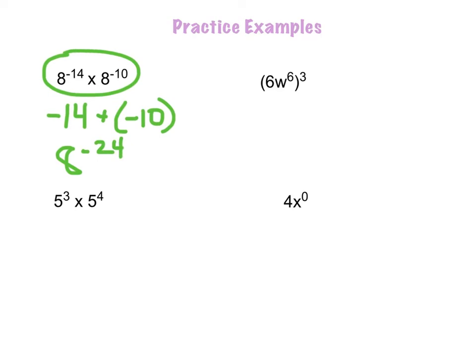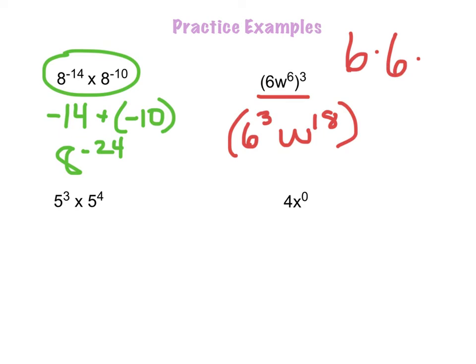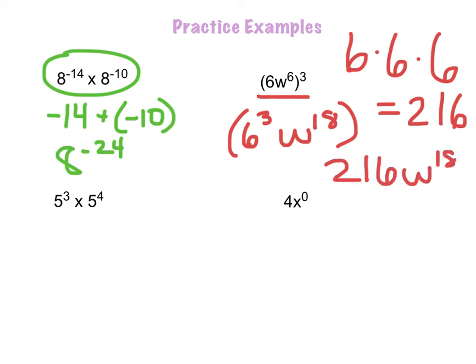In the next problem over here, you have to do the raise the power to a power, but what you have to do is raise everything inside the parentheses to the exponent of 3. So that will look like 6 to the 3rd, w, and then you have to multiply 6 and 3 together to get w to the 18th power. Now, you're able to do 6 to the 3rd power, so you do 6 times 6 times 6, which is equal to 216. Now, you put it back together, and you have 216 w to the 18th power as your final answer.